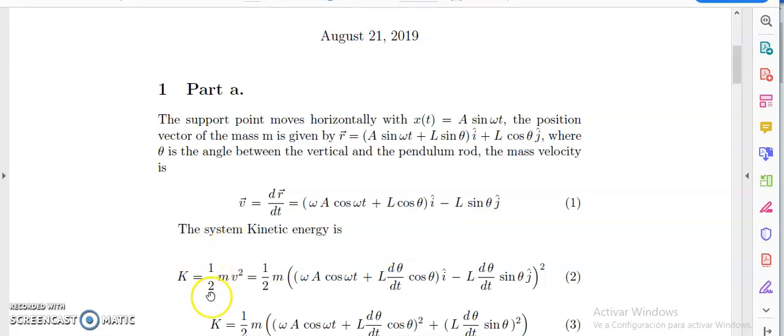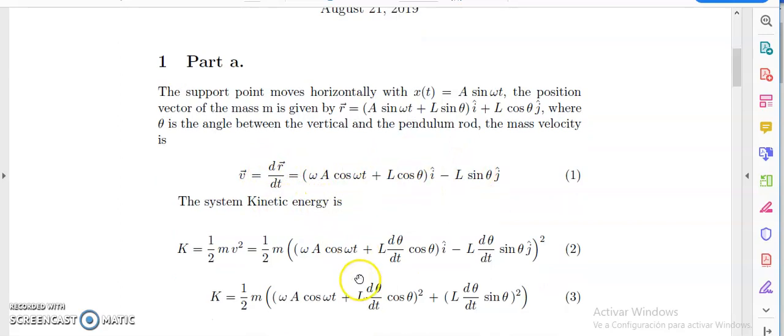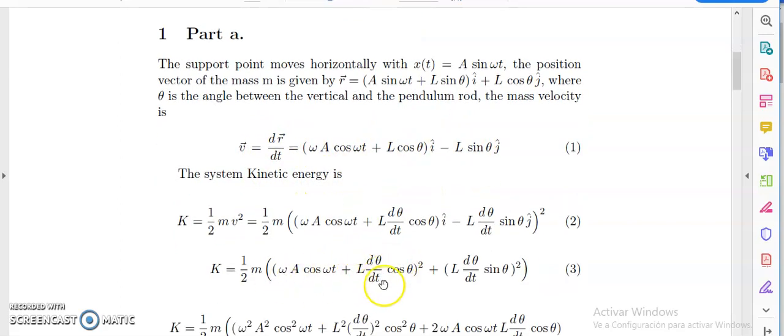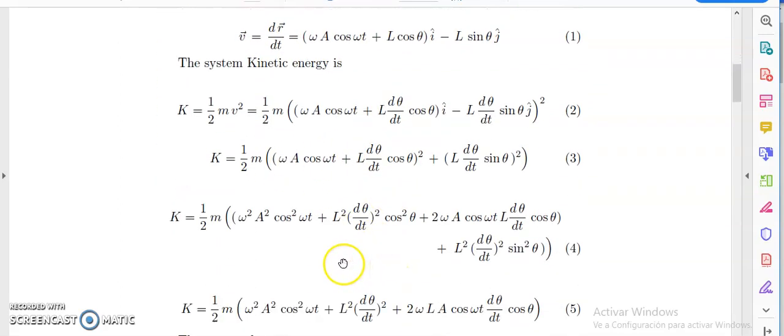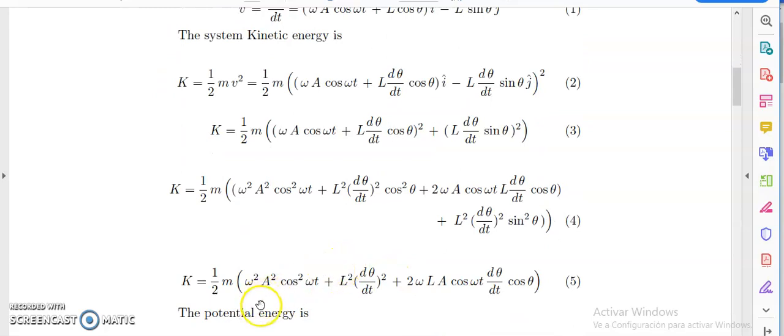The kinetic energy is one half times the mass times the velocity squared. This is the result. We take the square of the velocity. We do some algebraic calculation, and then we get this nice result for the kinetic energy.